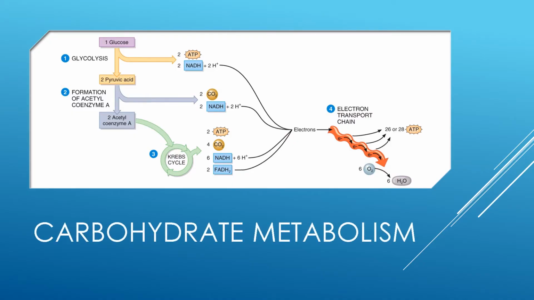So here we have a pictorial representation of the 4 phases of carbohydrate metabolism to break down glucose into ATP. Our first phase here is glycolysis. This is a set of reactions in which one glucose molecule is oxidized into 2 molecules of pyruvic acid. And during this set of reactions, there are 2 molecules of ATP that are created and 2 molecules of NADH, sorry.